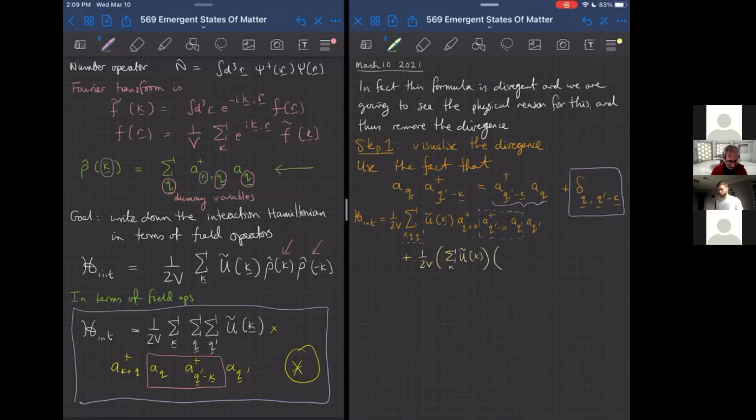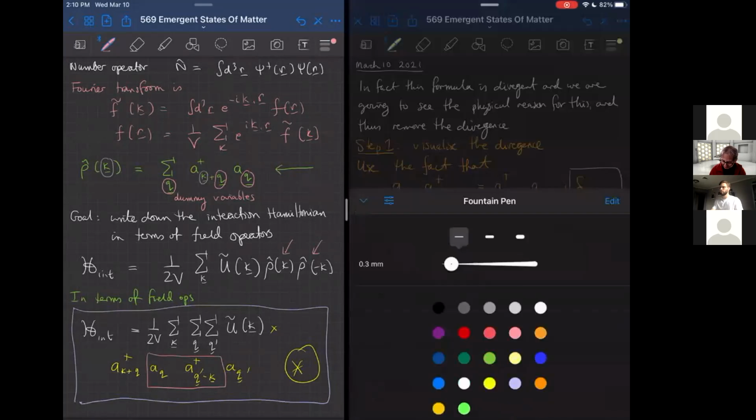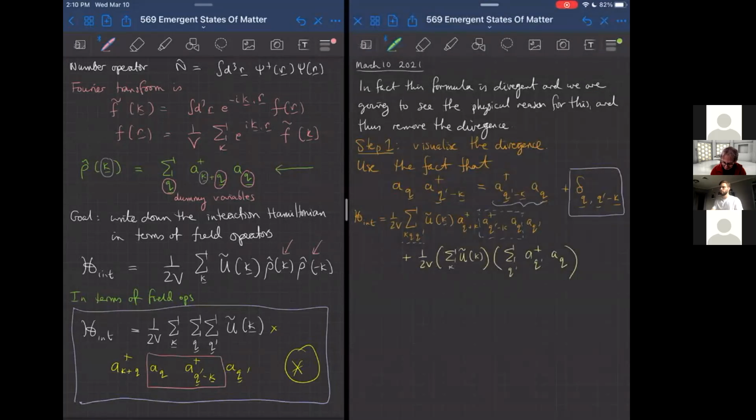There's that. And then what is left is the sum over q prime of a q prime dagger a q, like that. Okay, so the first term is just some complicated mess of operators, but let's look at the last term because it's very easy to interpret what this means. So this thing here is in fact the Fourier transform of u of k, but with setting r equal to zero.